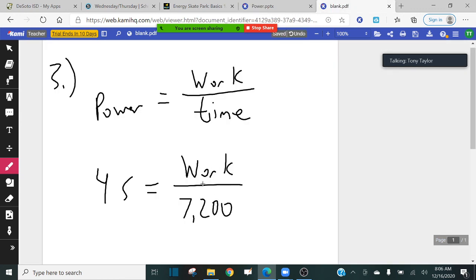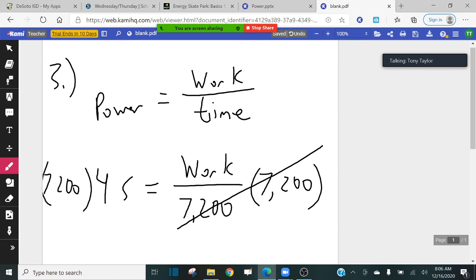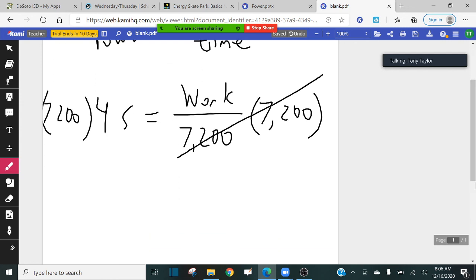So guys, in order to solve this equation for work, we need to do the opposite of division, which means we need to do multiplication. So I'm going to multiply this by 7,200. I do that, that goes away. Remember, whatever you do to one side of the equation, you have to do to the other. So I'm going to multiply the left-hand side by 7,200. So 7,200 times 45 is equal to my work done.